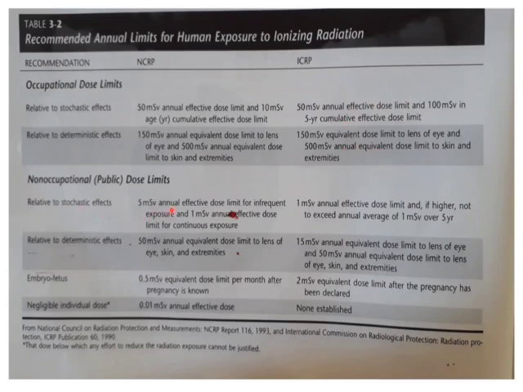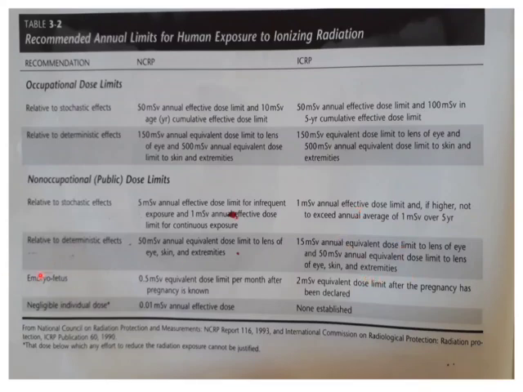Regarding the non-occupational dose limit relative to stochastic effect, it is 1 mSv annual effective dose limit, and a higher value is allowed as long as it does not exceed an annual average of 1 mSv over 5 years. Relative to deterministic effect, it is 15 mSv annual equivalent dose limit to the lens of the eye and 50 mSv annual equivalent dose limit to the skin and extremities.